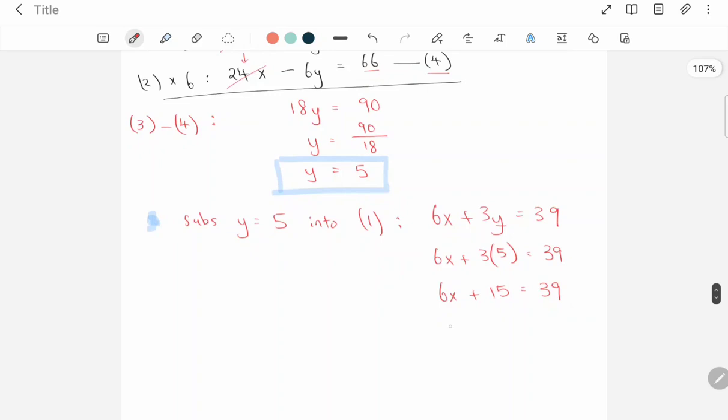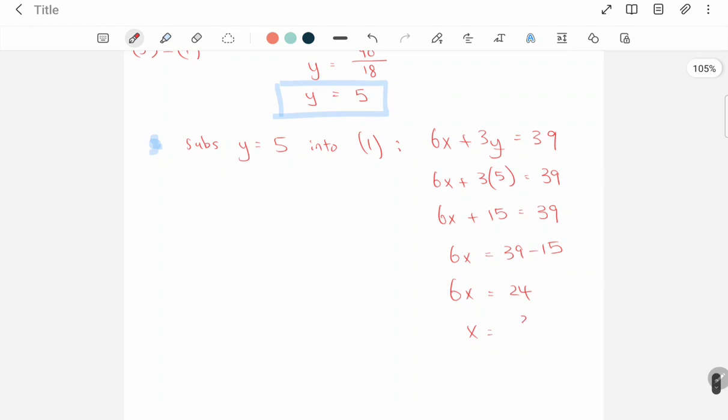Last but not least, we have 6x equals 39 minus 15. So 6x equals 24, and my x will equal 24 over 6, and we have 4. So in conclusion, the answer for this question is x equals 4 and y equals 5.